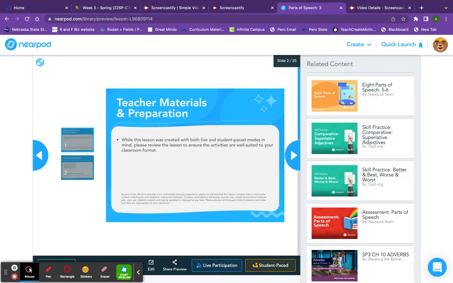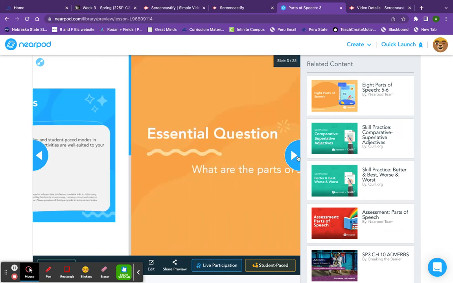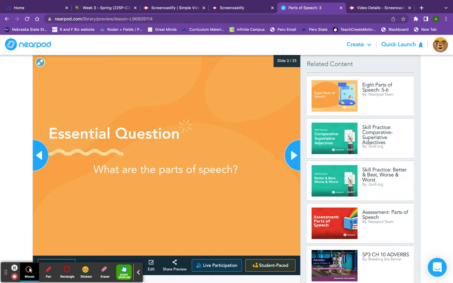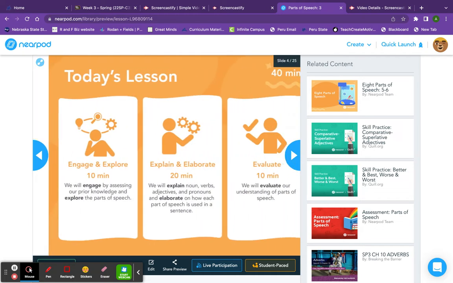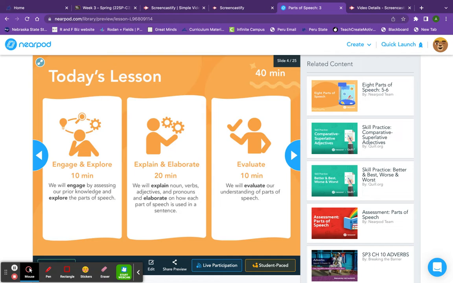So here is any materials or preparation that we need for this lesson. And then here's the essential question. What are the parts of speech? So in today's lesson, we're going to go ahead and engage and explore for about 10 minutes. Then we're going to explain and elaborate for 20 minutes. And then at the end, we're going to evaluate for 10 minutes.